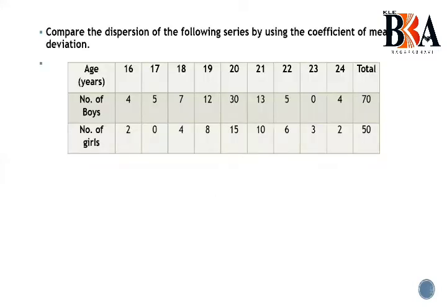First we'll take a problem where you can understand how to solve discrete series problems in mean deviation. This problem is related to the ages of boys and girls, and it says: compare the dispersion for the following series by using the coefficient of mean deviation. So we need to find the coefficient of mean deviation. They have given the age, the number of boys, and the number of girls. When this type of question comes, we'll see the step-by-step solution.